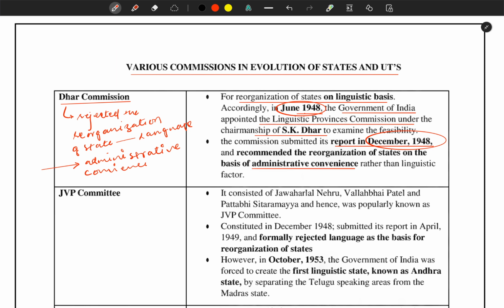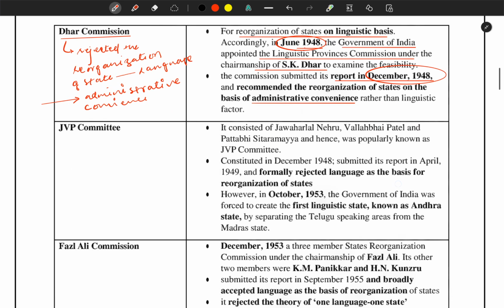But after the submission of the report by this particular commission, people were also demanding, because their demand was not stopped. They were demanding continuously for separate states. So another committee was made, that is the JVP Committee.